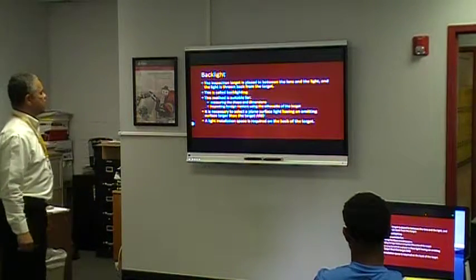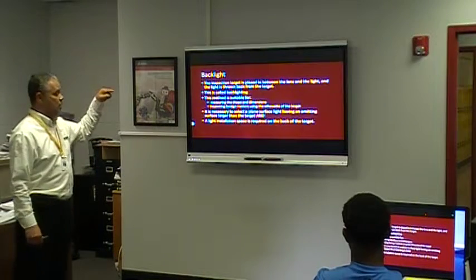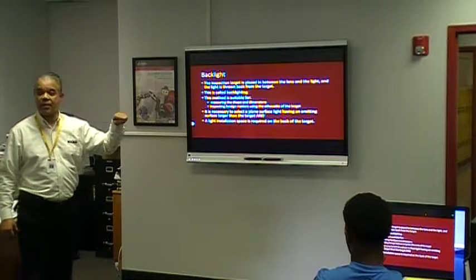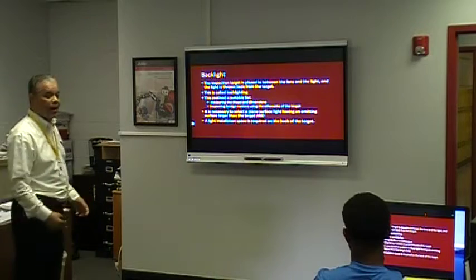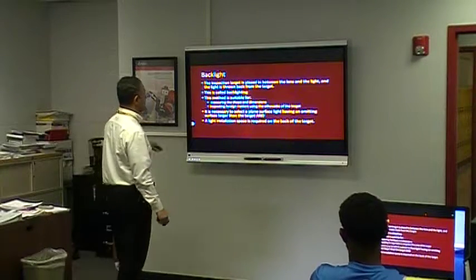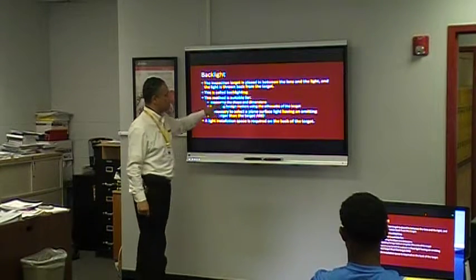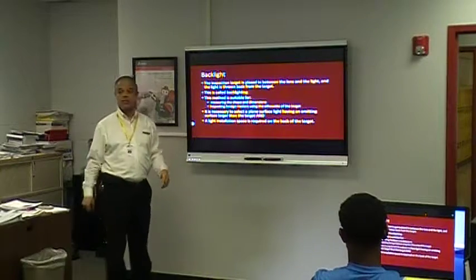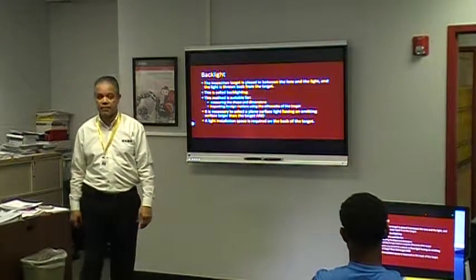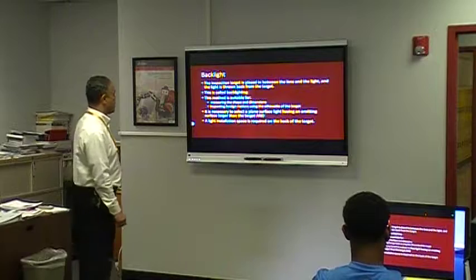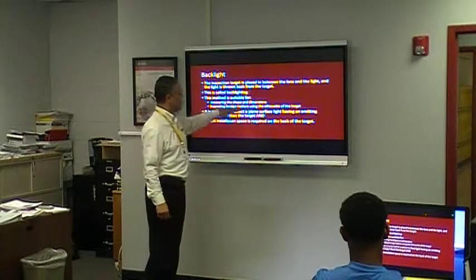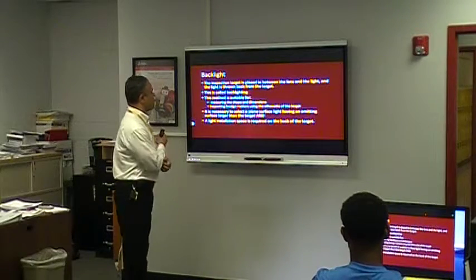Backlight: the inspection target is placed between the lens and the light, and the light is placed behind the inspection target. This is called backlighting. It's used for measuring the shape, getting dimensions, metrology. You can use it for various types of metrological methods, and for inspecting foreign matter using the silhouette of the target.